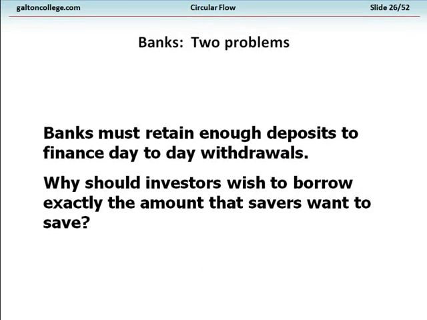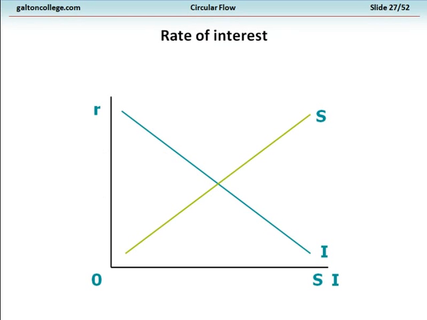That's a big issue. Needless to say, this is market economics, so the market solves the problem. If we consider the price of money is just the rate of interest. Everything's got a price, money's got a price. The rate of interest is the price of money.